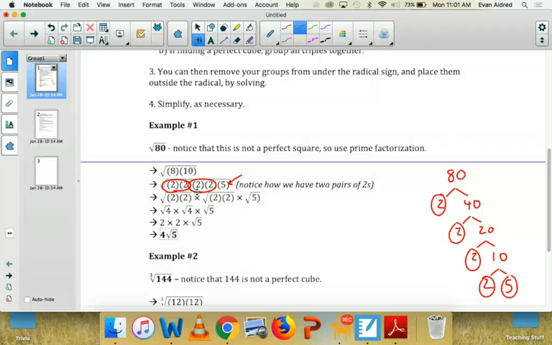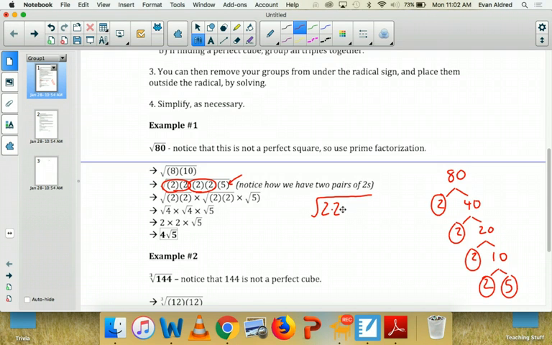Well, we know square root of 2 times 2 is square root of 4, which is equal to 2. So we're going to have 2 multiplied by 2, and we can't simplify the square root of 5, so that just stays as it is. So we get 4 root 5 as our final answer. Now you can think of it in a different way as well.